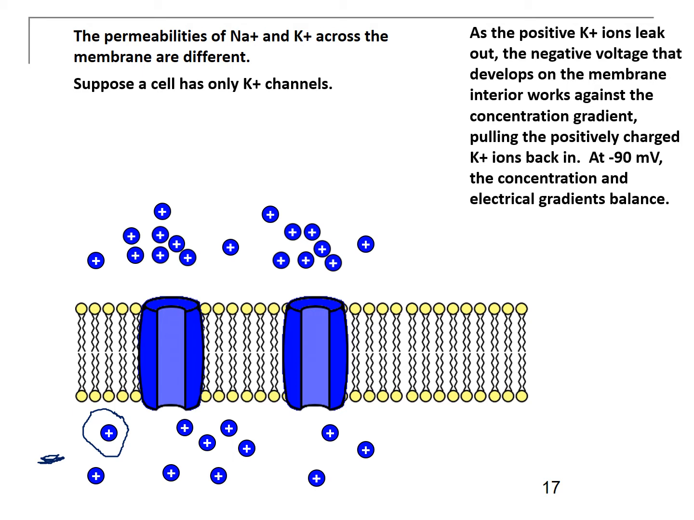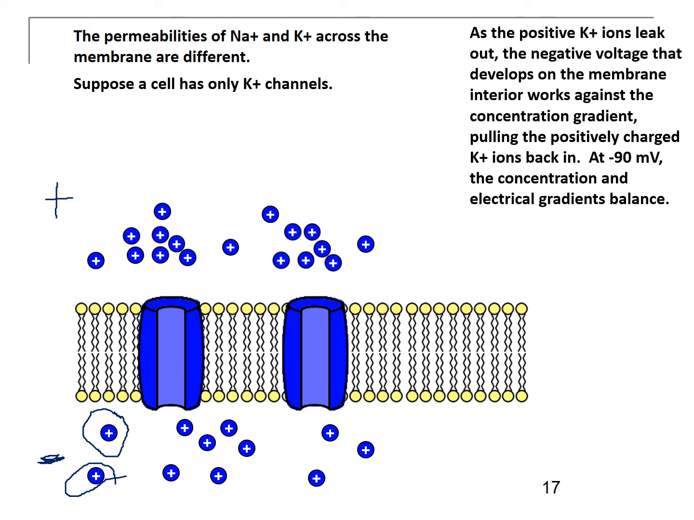Even though some of the potassium has exited, even though if it was just up to concentration gradients, more would exit, it can't, because there's now such a strong positive charge on the outside that that is prohibiting these positively charged ions from actually leaving.